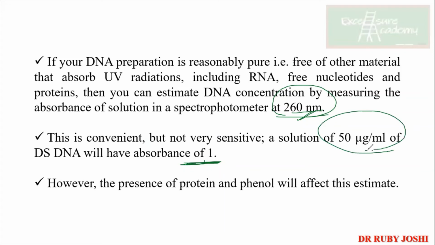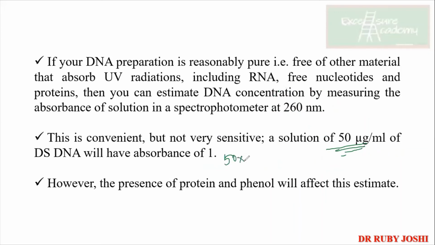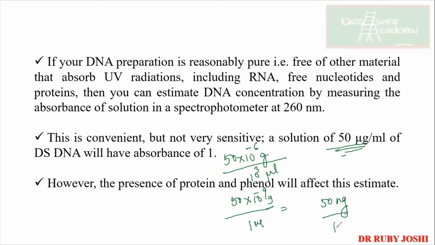But we don't prepare 50 microgram per ml. What will be the shorter form of this? Sorry, I should write this in nanogram. So how do we do it for nanogram? This is -6, meaning microgram. This is gram. For nanogram, I should divide. Okay. So 50 microgram per ml is also 50 nanogram per microliter. Is the calculation clear to you?